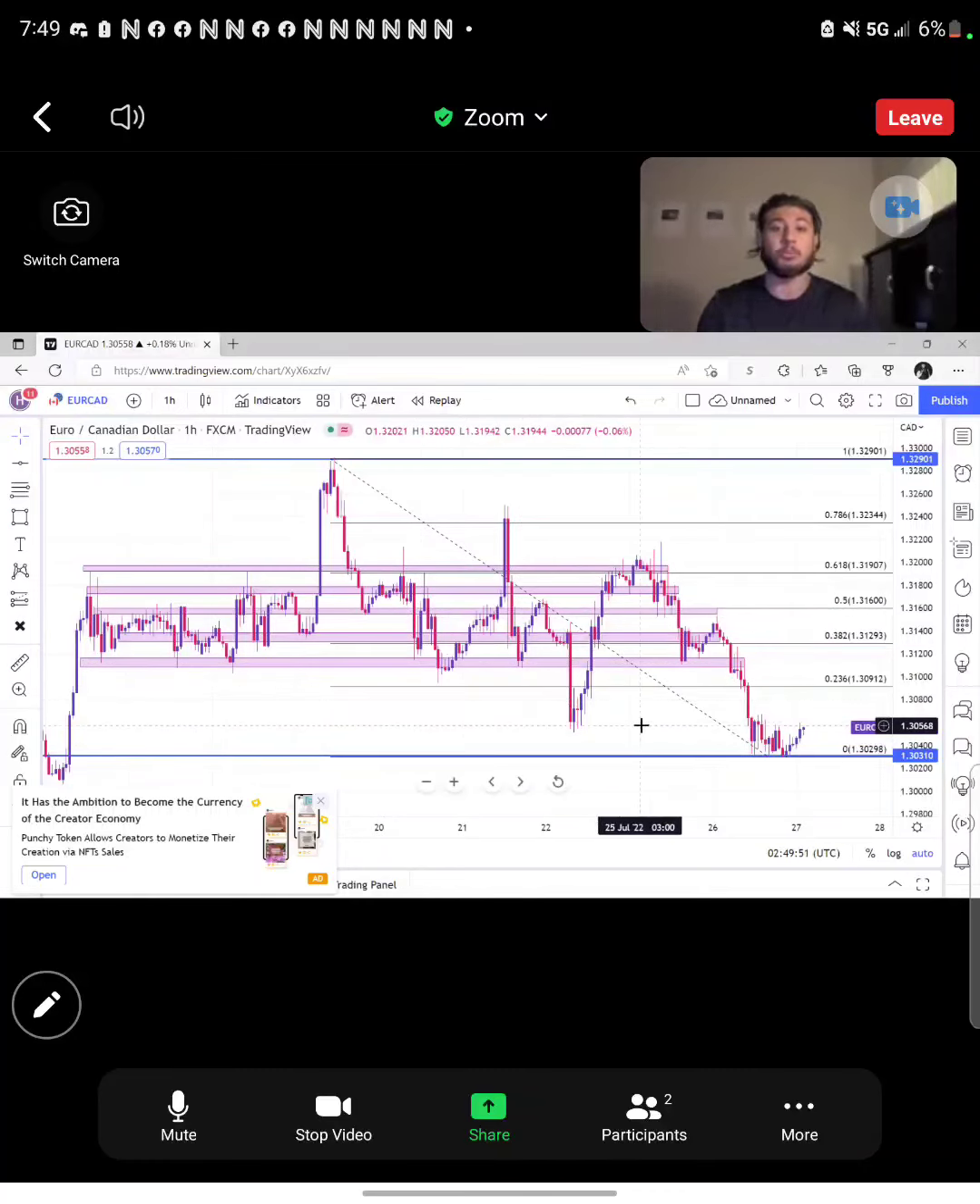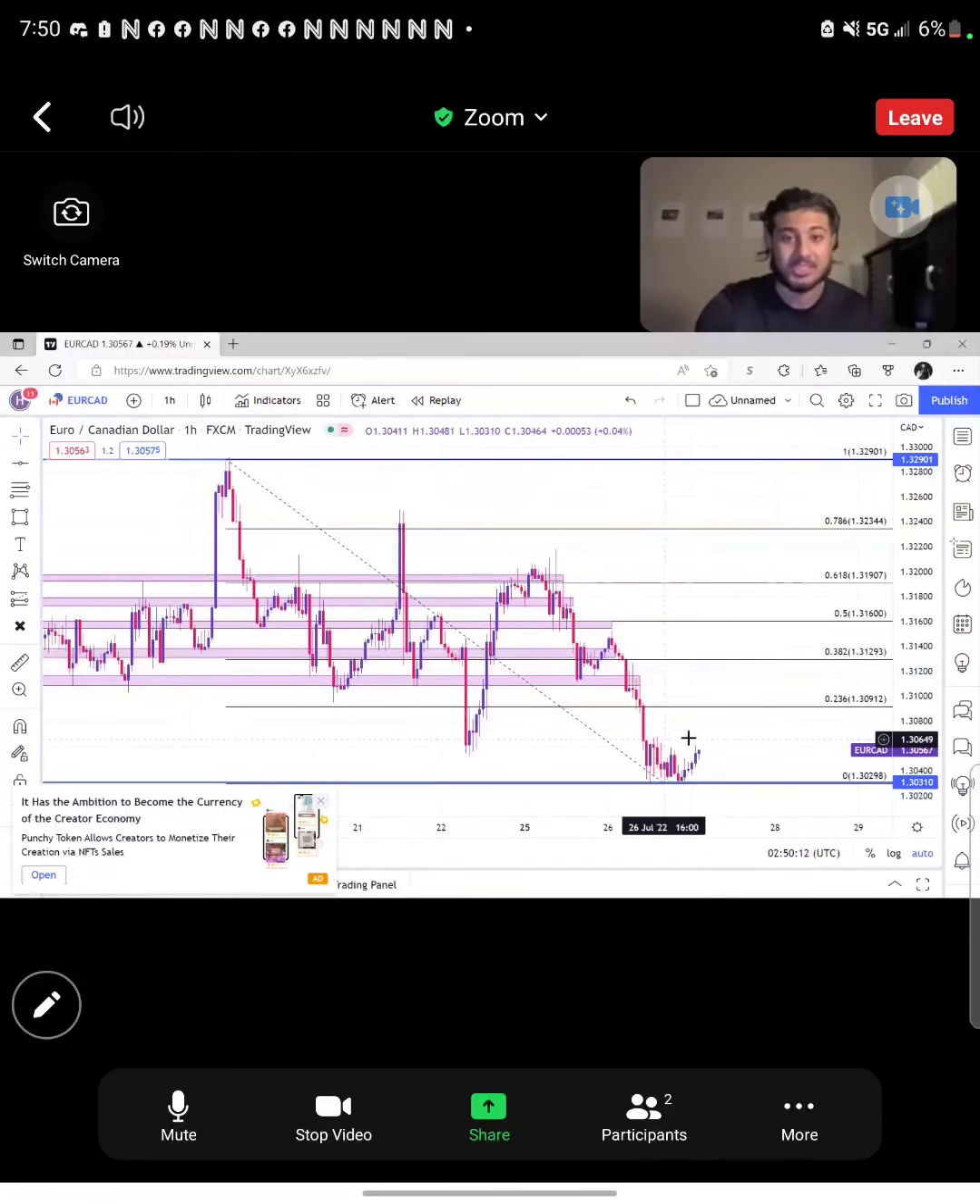Now my next step is I want to look for any institutional candles. So an institutional candle is where the market likes to spike. So for example, this would be an institutional candle, this would be an institutional candle. The market spiked here, it spiked here, and it spiked here.